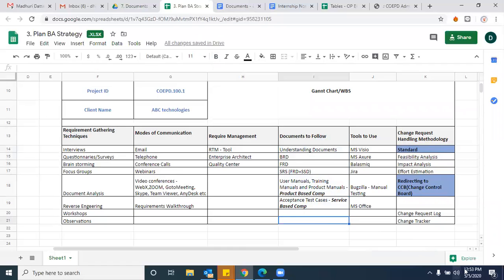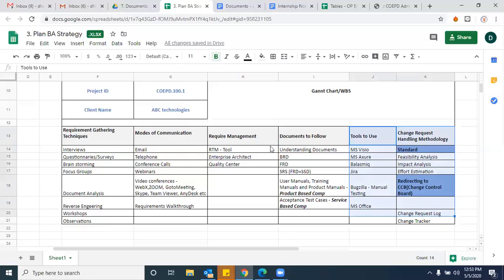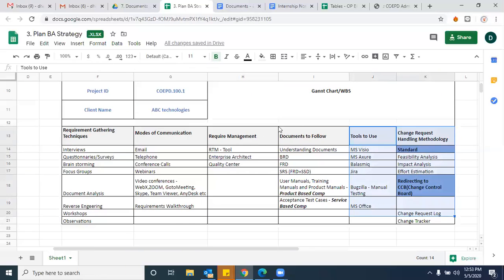Guys, I'm really sorry. I have one more session by 1 o'clock. So these 2 elements we will discuss tomorrow because change request is a little important. I want to tell you something here. Tomorrow we'll discuss these 2 elements. In the meantime, you refer to these 2, business case and the work breakdown structure, along with the business analysis strategy as well. Tomorrow we'll complete these 2 elements and then we'll move on to the BRD and FRD. In the meantime, you complete your pending activities.